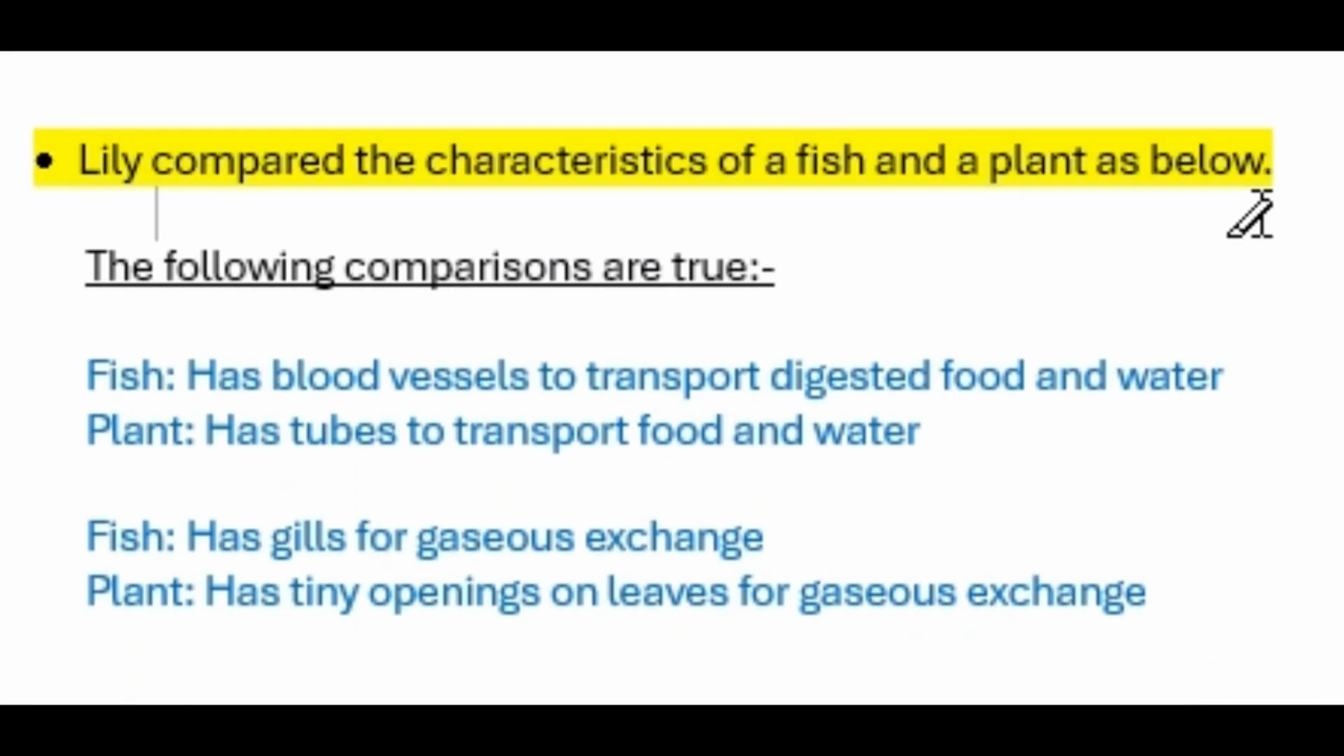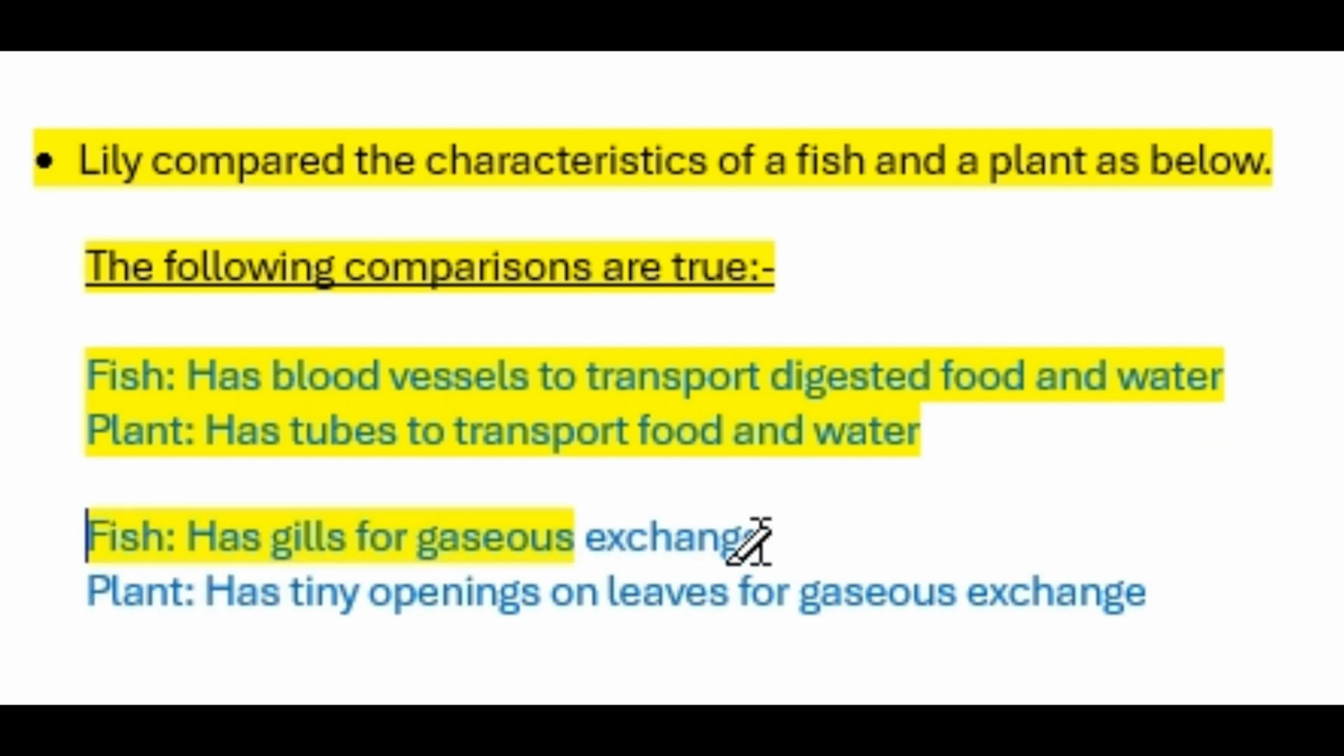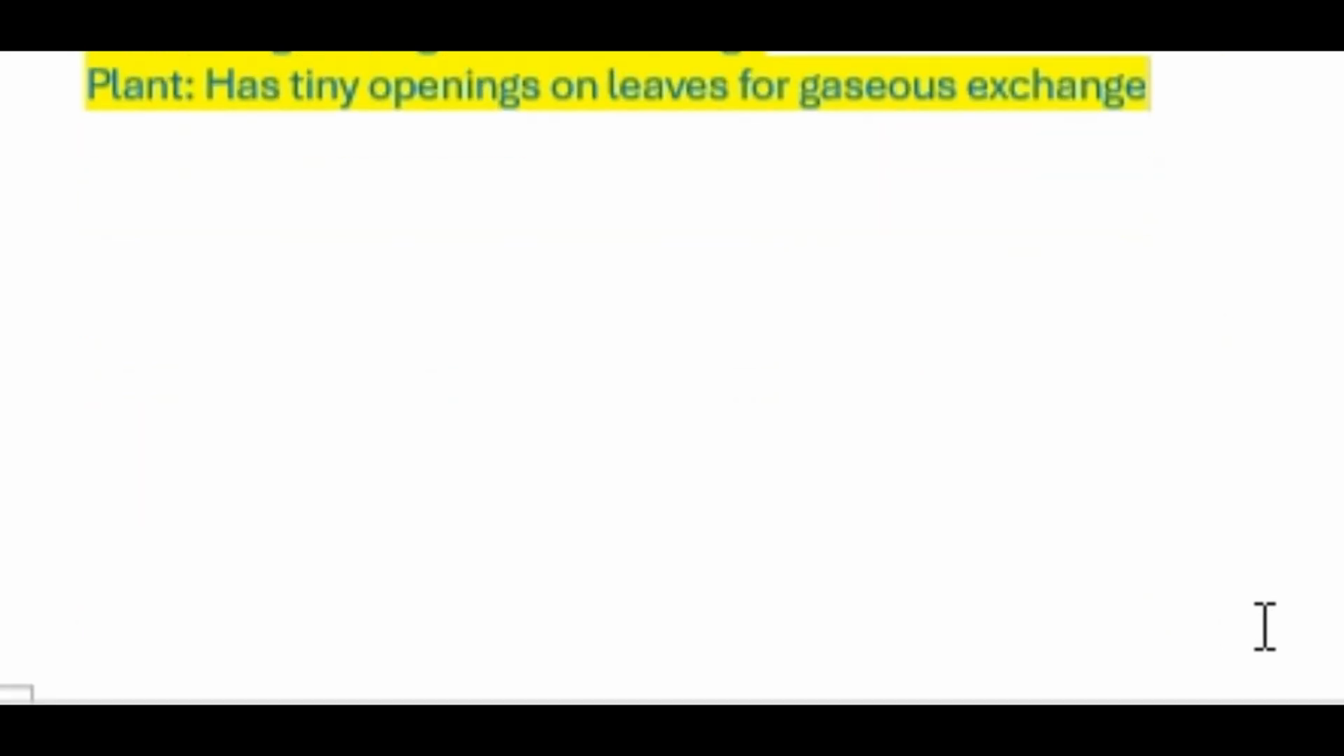Lily compared the characteristics of a fish and a plant as below. The following comparisons are true. Fish has blood vessels to transport digested food and water. Plant has tubes to transport food and water. Fish has gills for gaseous exchange. Plant has tiny openings on leaves for gaseous exchange.